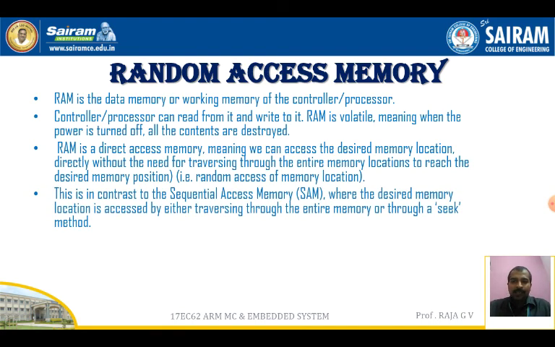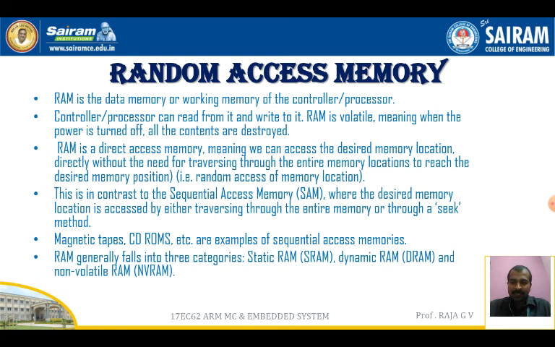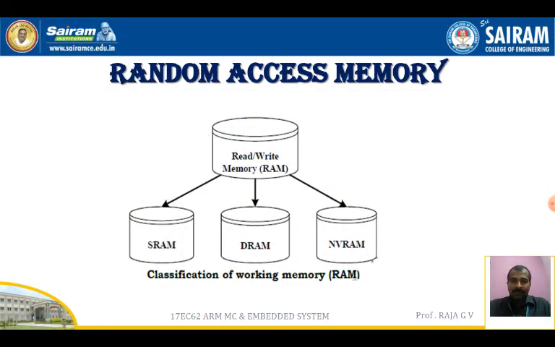This is in contrast to sequential access memory, where the desired memory location can be accessed either by traversing through the entire memory or through the seek method. Magnetic tapes and CD-ROMs are examples of sequential access memory. RAM generally falls into three categories: static RAM, dynamic RAM, and non-volatile RAM. So these are the types of random access memory. This picture is given here: SRAM, DRAM and NVRAM.